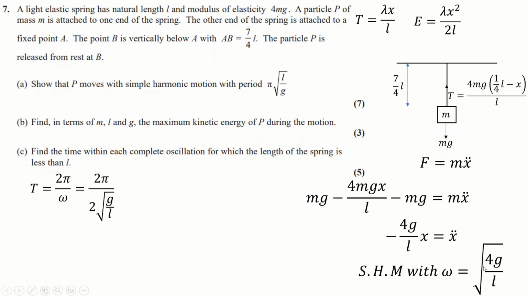Of course, root 4 is 2, so you can bring that aside and cancel these, and you just get this. So that's good as well, we've done that bit then. Now find the maximum kinetic energy.